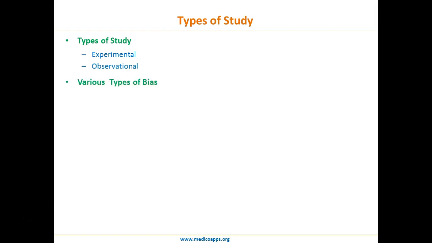Let's look at another important topic, that is types of bias. We have learned about bias in the accuracy of an observation. So the first type of bias is assessment or detector bias, which is also called assessor bias. It is the bias which is because of the assessor.